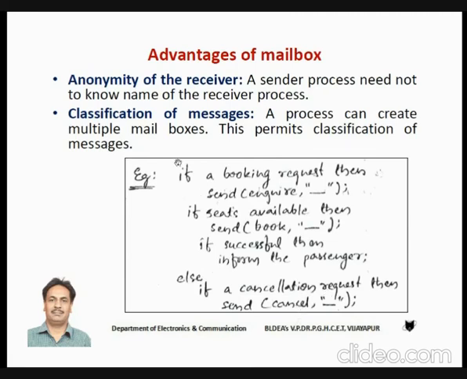So in this example, what we want to understand is that it is possible to create multiple mailboxes, and each mailbox can hold different types of messages. Inquire can hold booking requests. The book mailbox can hold information about the reservation of seats, and the cancel mailbox can be utilized for storing or receiving cancellation requests. So this is how we can make use of a mailbox.